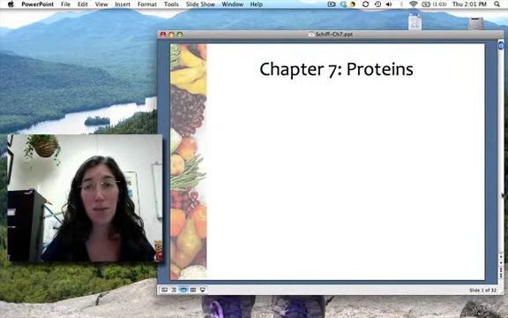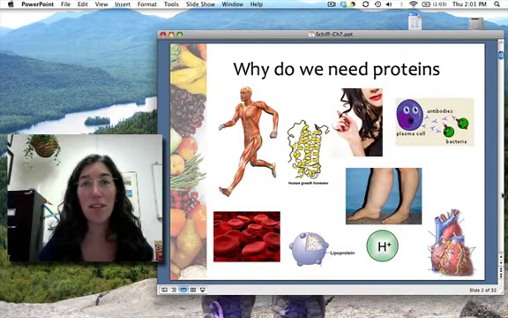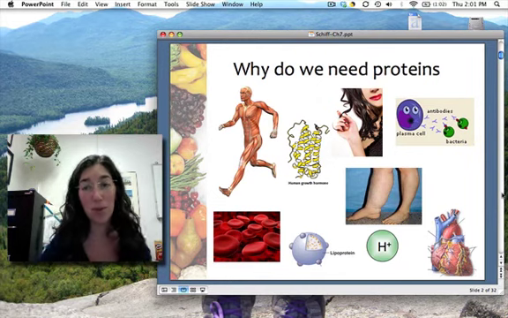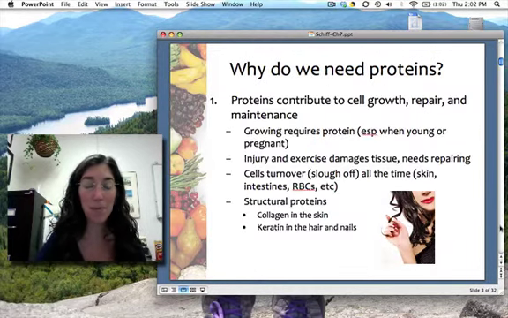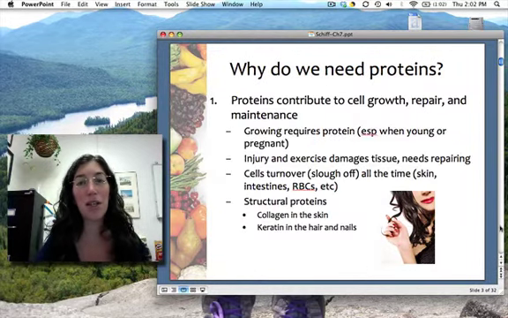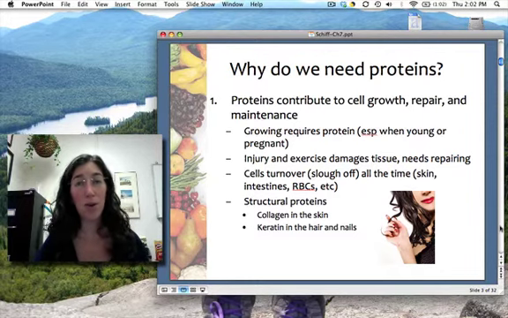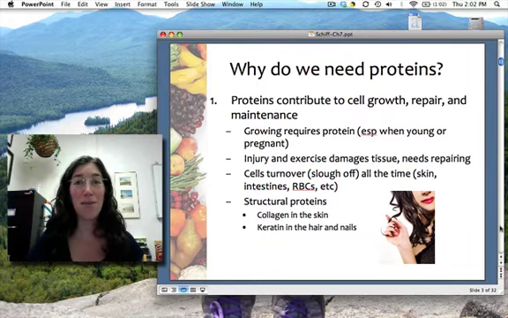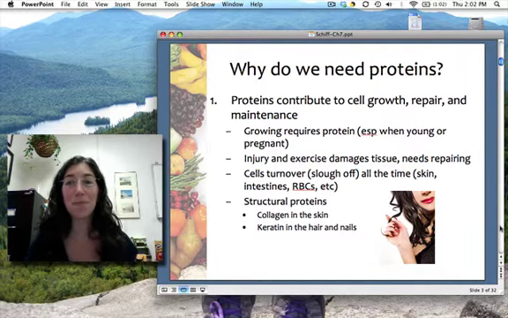So what are the different functions of proteins? What do we need them for if we don't really use them that much for energy, and they're macronutrients? Well, there's a lot of different roles for them. I have lots of little pictures of those different roles here, but let's walk through them one by one. The first and foremost important role for proteins in the diet is for growth and development and maintenance of cells and tissues in our bodies.